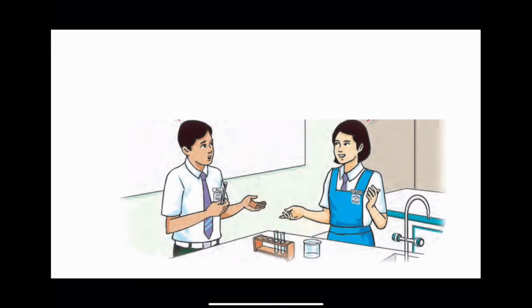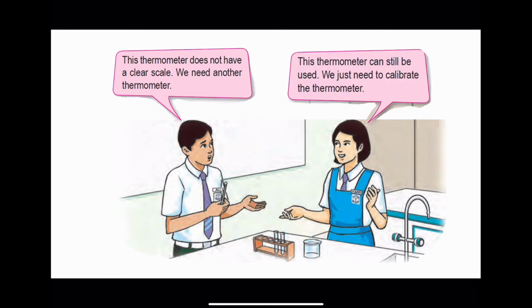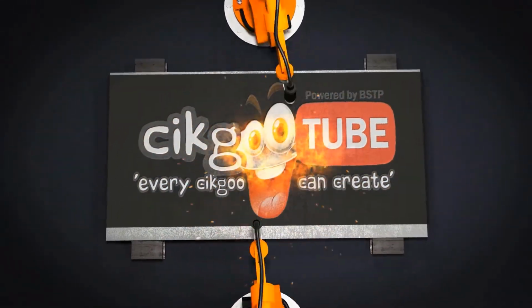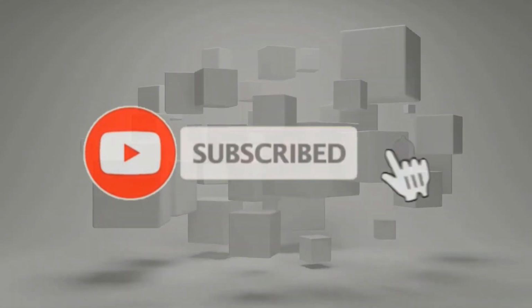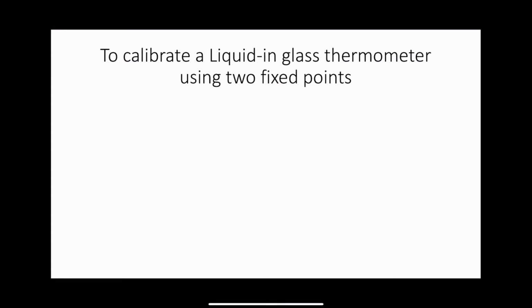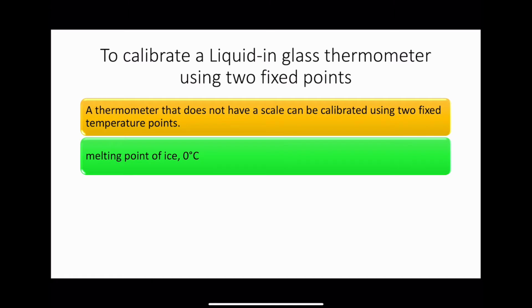Here is a situation in a lab. Hey, this thermometer doesn't have a clear scale. We need another thermometer. This thermometer can still be used. We just need to calibrate the thermometer. Okay, so now these students will calibrate the thermometer. A thermometer that doesn't have a scale can be calibrated.